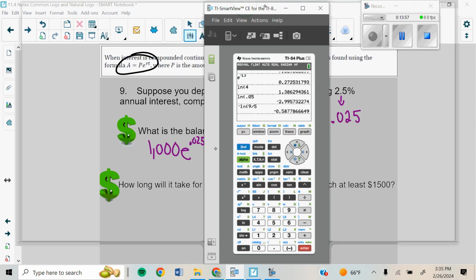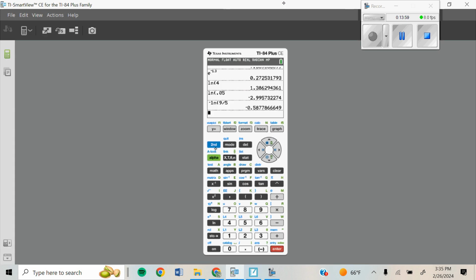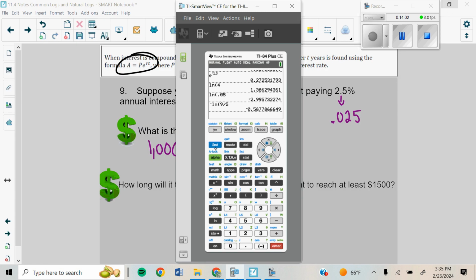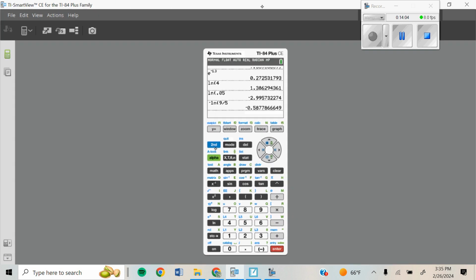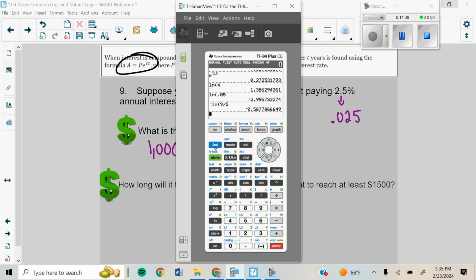On your calculator, 1,000, and then we have second natural log to pull that e in. Now my calculator pops it up there: 0.025 times 10. All right, and here we go.